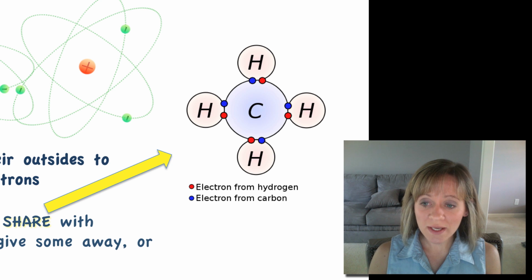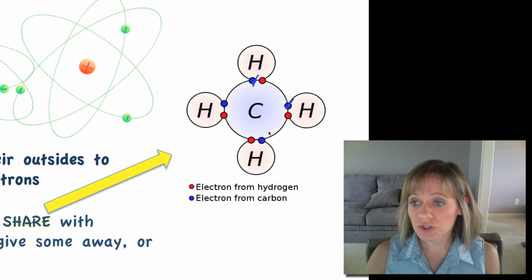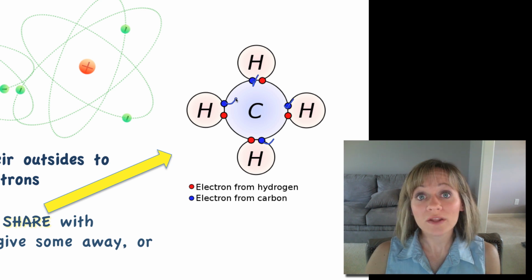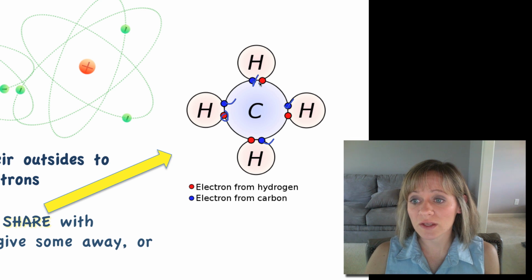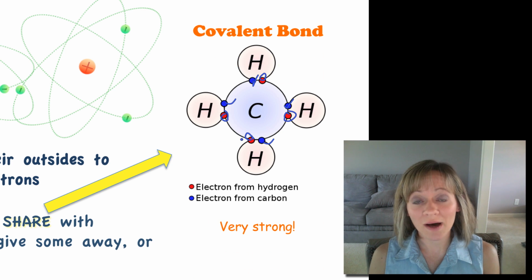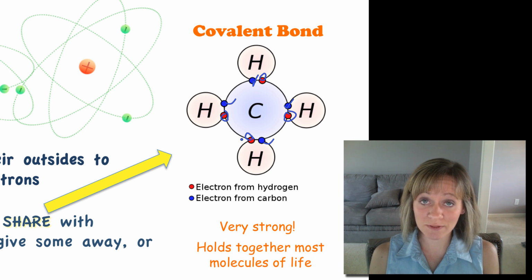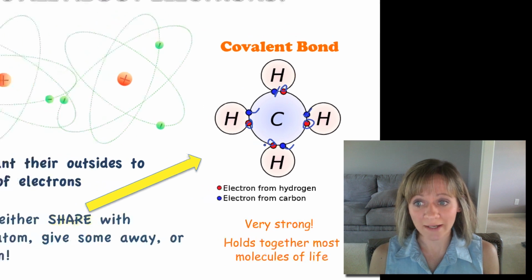Okay, so here we have, this is actually methane, CH4, and carbon is sharing its 4 electrons, 1, 2, 3, 4, with 4 different hydrogens. So here are the electrons from hydrogen. So carbon is happy and hydrogen is happy. They're both sharing the electrons. This is called a covalent bond. It's a very, very strong bond. And these types of bonds, covalent bonds, actually hold together most molecules of life.